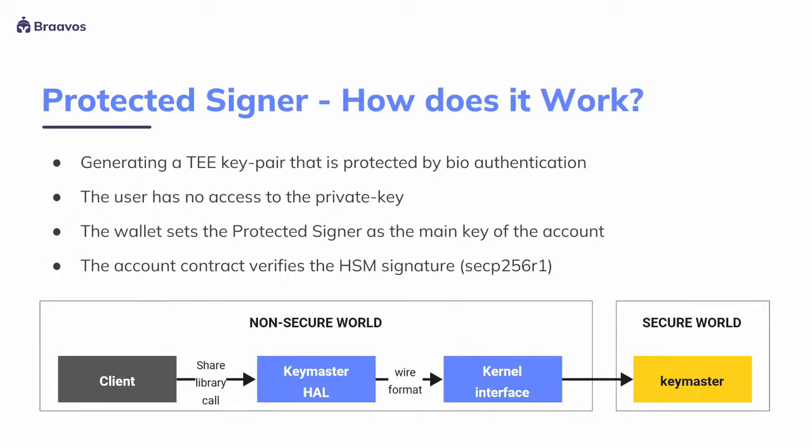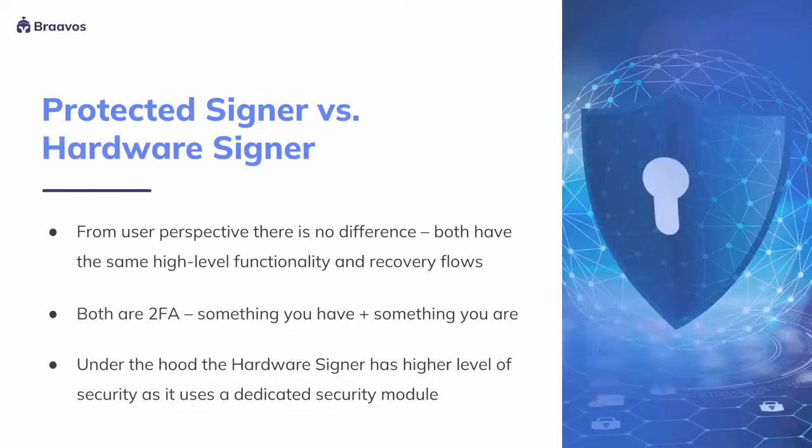To understand how it works, very similar to the hardware signer, the trusted execution environment generates a key pair. It's protected by biometric authentication, and the user, again, does not have access to the private key. Once the wallet sets the protected signer as the main key of the account, that's the only key that can sign for the account. And again, similar to the hardware signer, we use the secp256r1 curve, which is supported by the TEE, in order to verify transactions. So, to summarize quickly, the protected signer versus the hardware signer: in terms of user flow, the user won't know the difference. It will be exactly the same. Both have two-factor authentication, meaning something you have and something you are. But under the hood, if you have a device that supports a separate dedicated security chip, you should use the hardware signer, and that's what the wallet application will offer you because it provides better security.